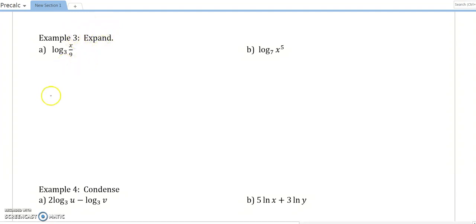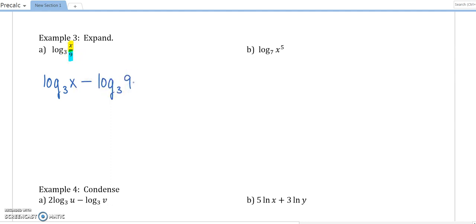That means taking your logarithm and writing it as multiple logs. So for example, in letter A, it's log base 3 of x divided by 9. So I have 2 different pieces here. I have an x and I have a 9. So expanding means giving both of those a log. So it'll turn into log base 3 of x. Division means subtraction, so minus log base 3 of 9.